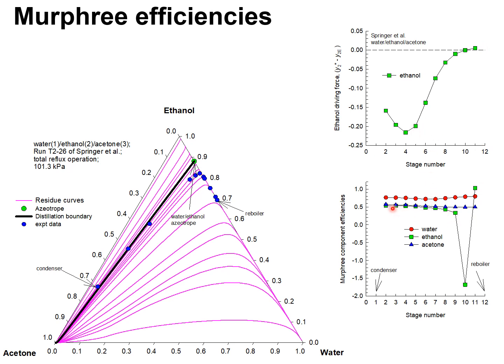And the Murphree efficiency for ethanol assumes negative values between stages 9 and 11, on stage 10. So a short answer to the question posed at the beginning of this presentation: yes, Murphree efficiencies can be negative and distillation boundaries can be crossed.